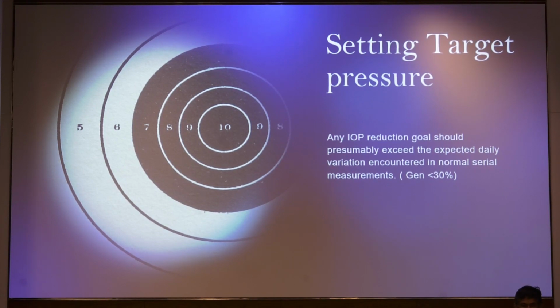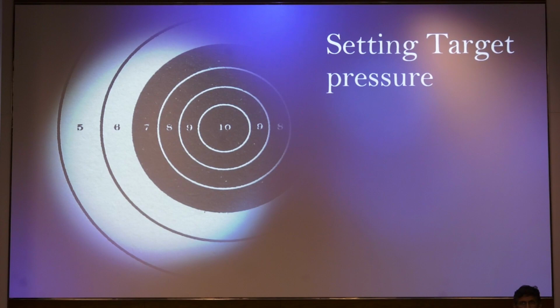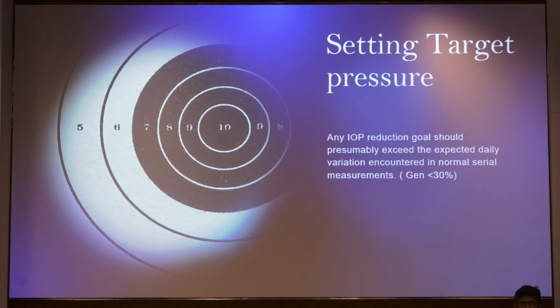that target pressure should be lower than the daily variation, the lowest pressure that we record in a day, the variation, and it has to be more than that. Generally, 30% is taken, the IOP has to be reduced by more than 30%.